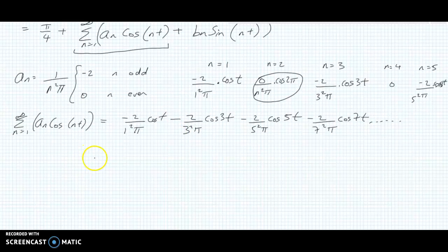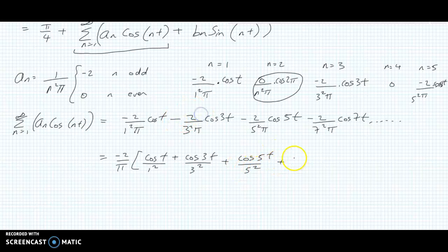So the first thing we can do is pull out, what can we pull out? We can pull out the minus 2 over pi. And then what are we left with? We're left with cos t and plus cos 3t over 3 squared. You could say that's over 1 squared if you want the pattern to look good. So cos 5t over 5 squared, etc., and onwards to infinity and beyond, maybe. So that's what's going on there.